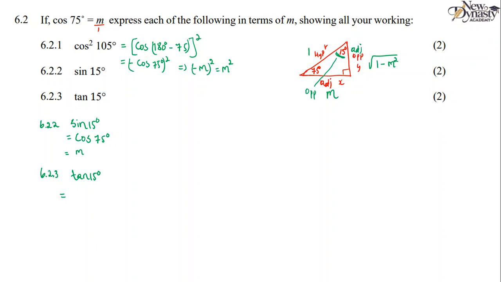So remember, these sides always change depending on which angle we are interested in. So in this case, the opposite side is m, and the adjacent is the square root of 1 minus m squared. And that's how easy you do all these things. Tan, you can also use sine over cos. That's going to work. But for now, that is what we are going to use.